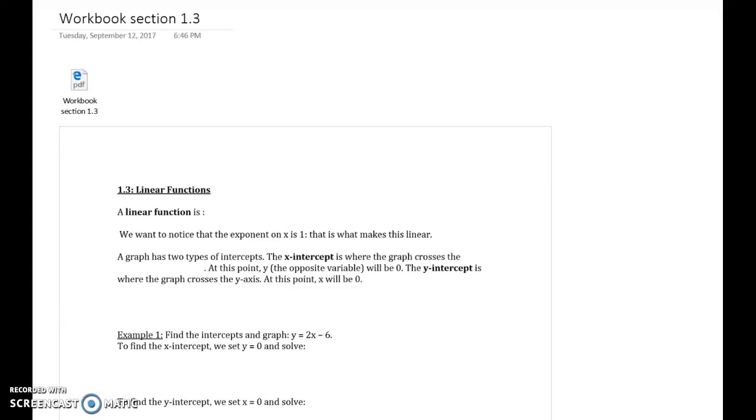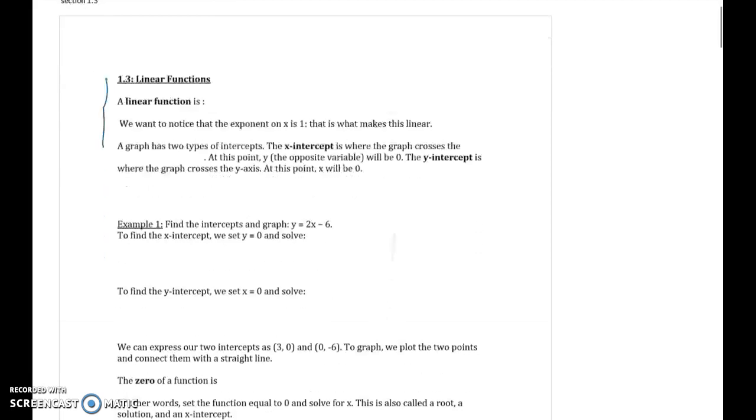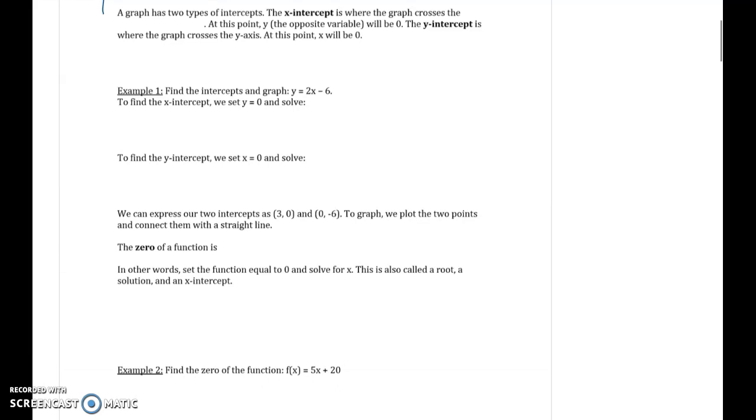Alright, so in this section 1.3 we are going to talk about linear functions. I will give you the opportunity to take your book and write the definition of what a linear function is. We are going to talk about different things, and let's jump right away into example number 1: find the intercepts and graph y equals 2x minus 6.